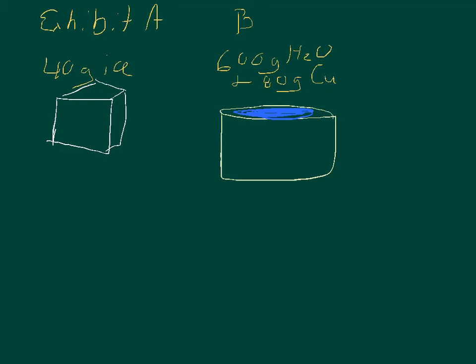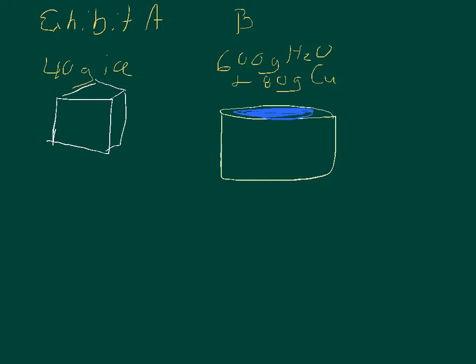Question number 10 says, a 40-gram block of ice is cooled to negative 76 degrees Celsius and then added to 600 grams of water and an 80-gram copper calorimeter at a temperature of 27 degrees Celsius. Determine the final temperature of the system consisting of ice, water, and calorimeter. If not all the ice melts, determine how much ice is left. Remember that the ice must first warm to 0 degrees Celsius, melt, and then continue warming as water.